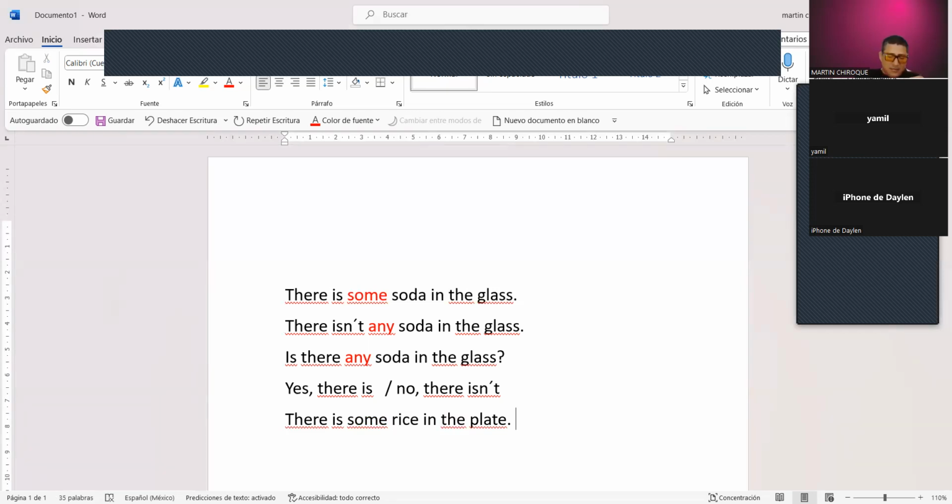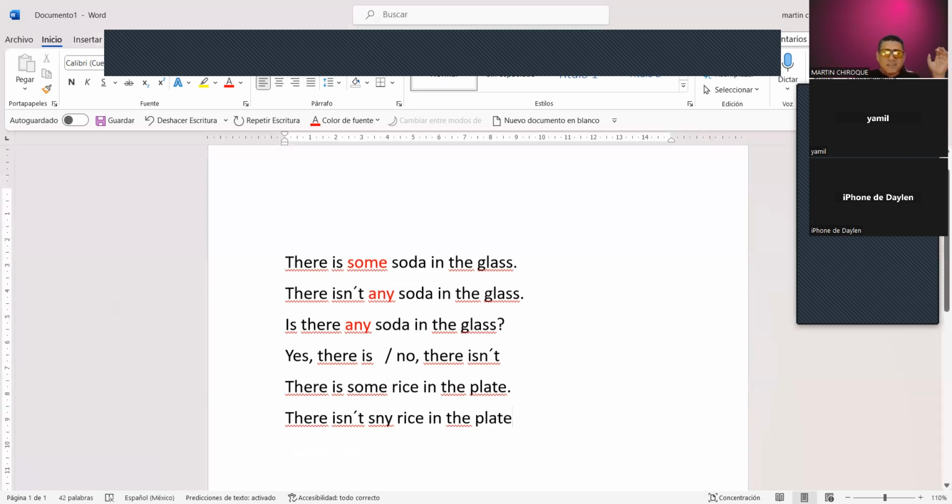There isn't any rice in the plate. Repeat again. There isn't any rice in the plate. Yes, that's much better. There isn't any rice in the plate. That is the correct answer. Yes, in this case, you have to say there isn't. Here, you say there isn't any rice in the plate, right? Very good, my friend.